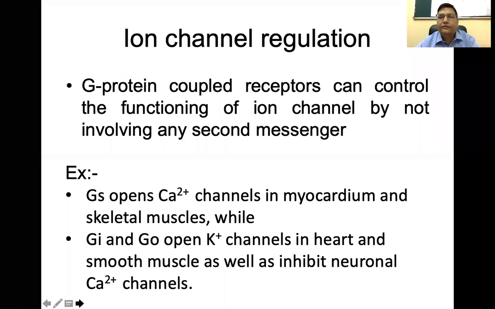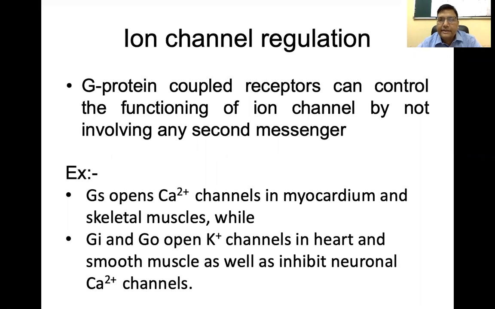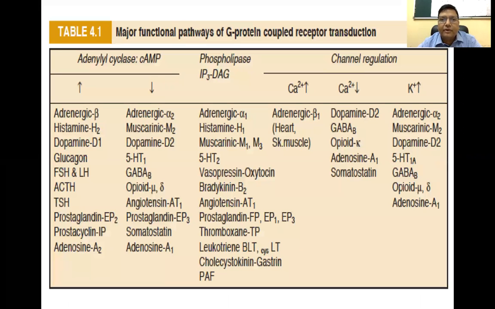Third, the G protein regulates the ion channels. I have told that Gs opens the calcium channel in the myocardium and skeletal muscle, and Gi or Go opens the potassium channels in the heart and smooth muscle, as well as inhibits the neuronal calcium channel. So this is how G protein coupled receptors can control the functioning of the ion channel without involving any secondary messenger. These are the different types of G protein coupled receptors, and when you are taught the respective topics, you will be more aware of how these receptors act.